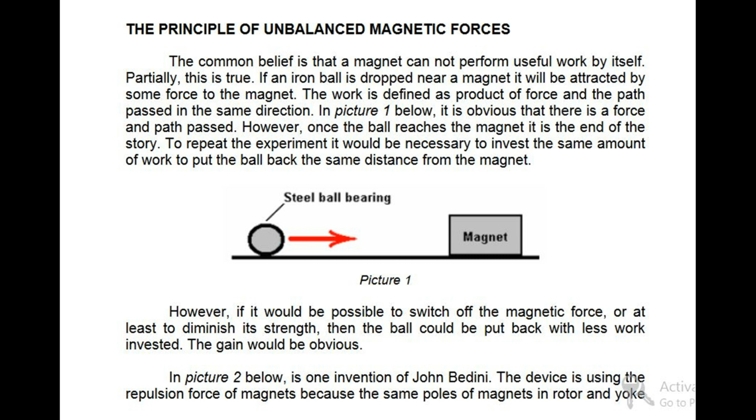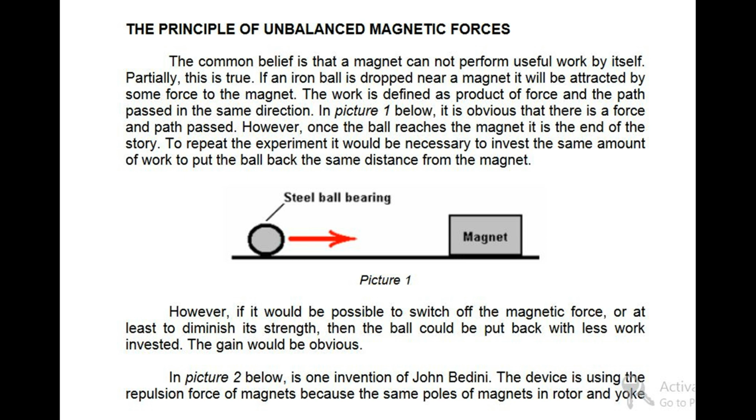To repeat the experiment it would be necessary to invest the same amount of work to put the ball back the same distance from the magnet. However, if it would be possible to switch off the magnetic force, or at least to diminish its strength, then the ball could be put back with less work invested. The gain would be obvious.